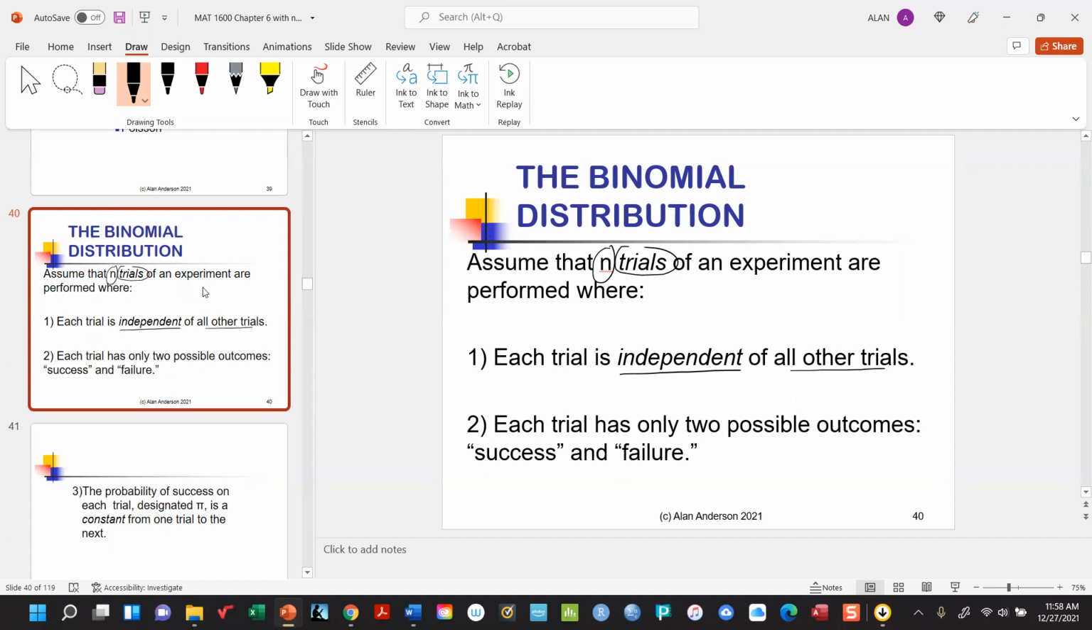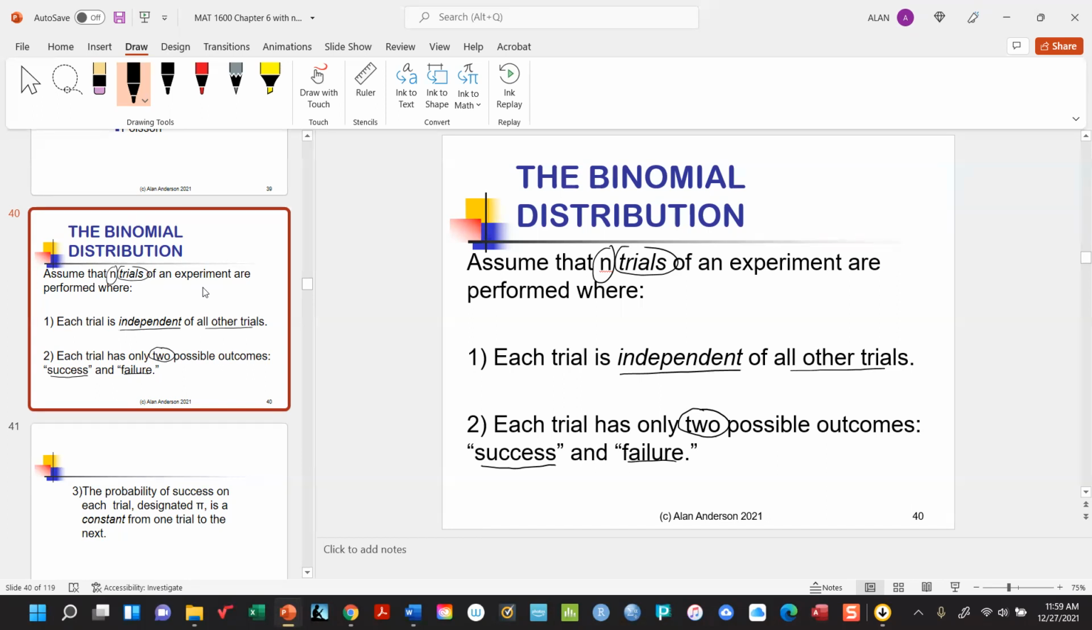Number 2, and this is where the 2 comes in. Every time we repeat this experiment, there's only 2 things that can happen. And we're going to name them success and failure. Clearly, the success usually means the thing that you hope will happen, and the failure is the thing you hope does not happen, but it doesn't really matter which one is which, as long as there's only 2 possibilities, again, like flipping a coin, because you only have heads and tails. So that has to be the case.